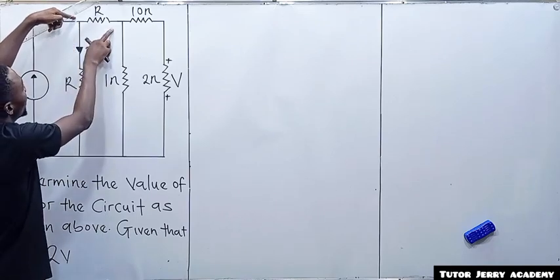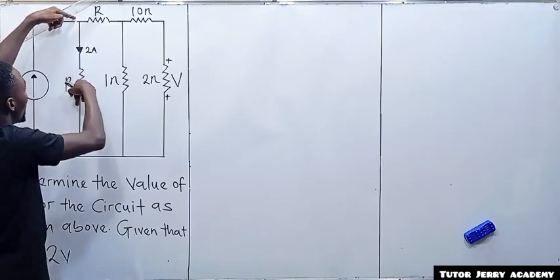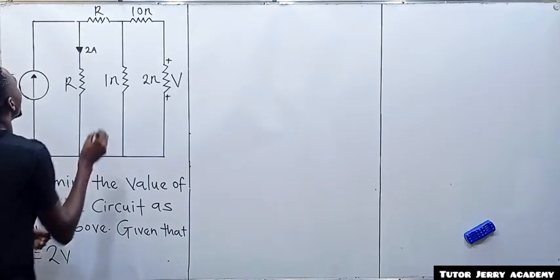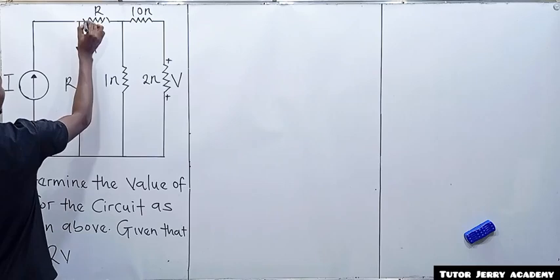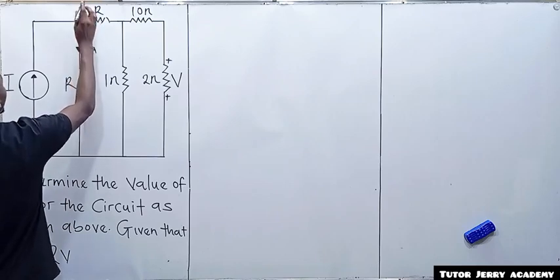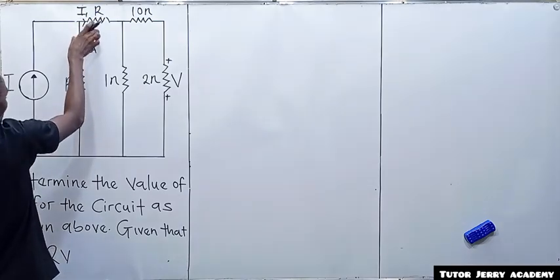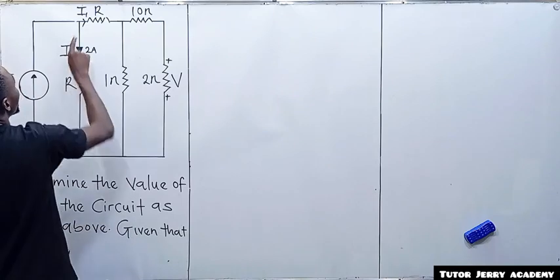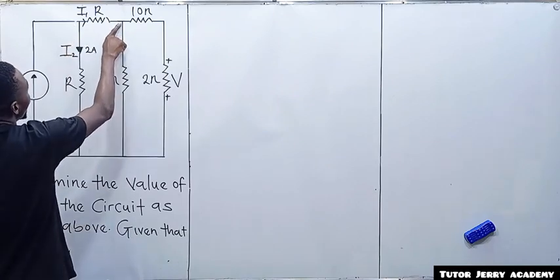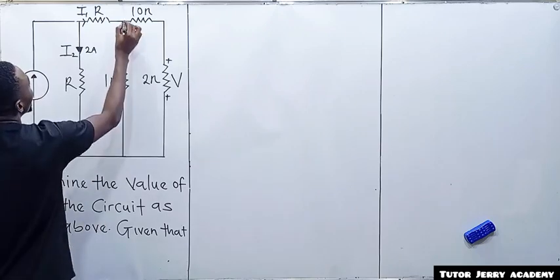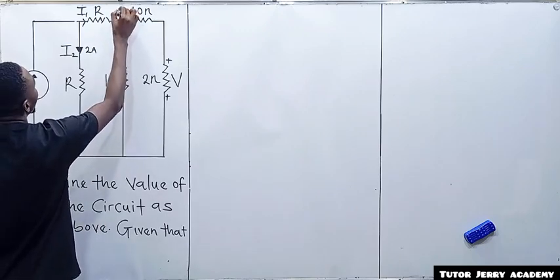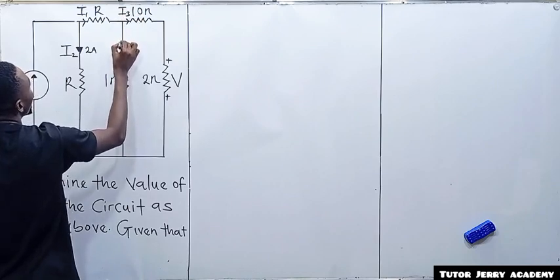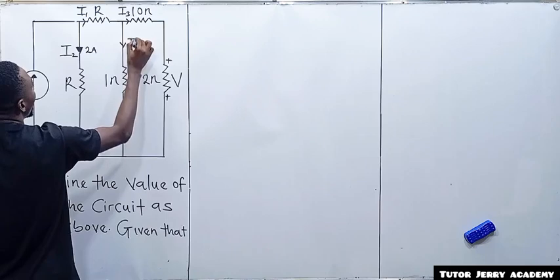It's going to enter resistor R, and it's going to enter through this place. So let's call this I1. The 2 ampere that enters here, let's call it I2. And I1, when it gets here again, is going to get split. So let's call this I3, and let's call this I4.